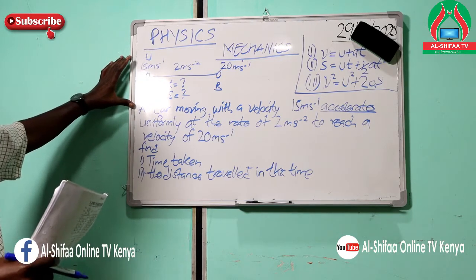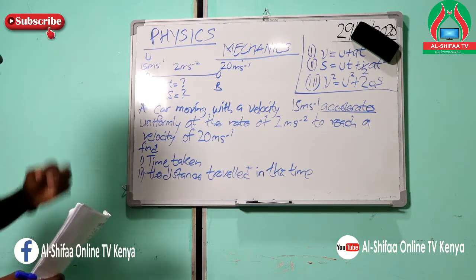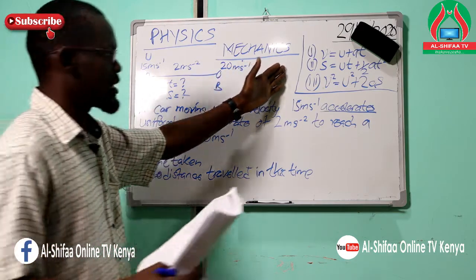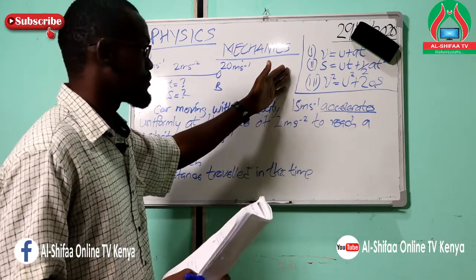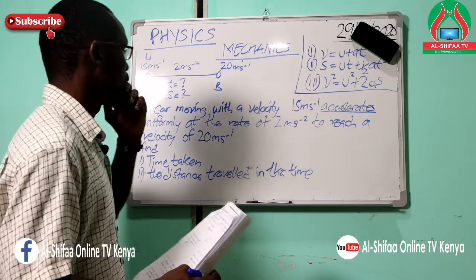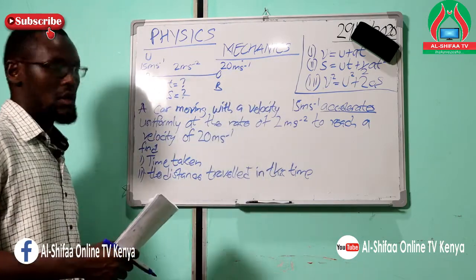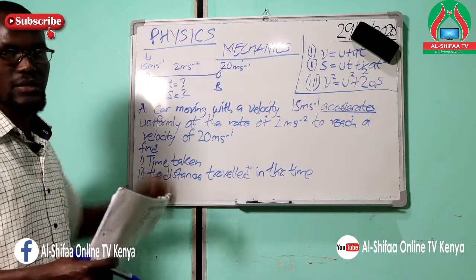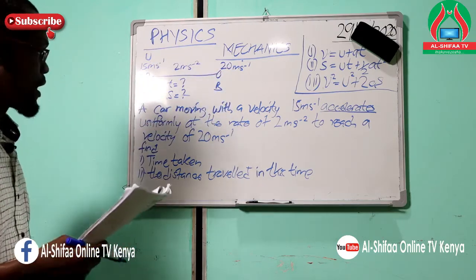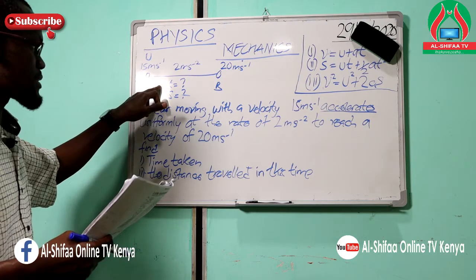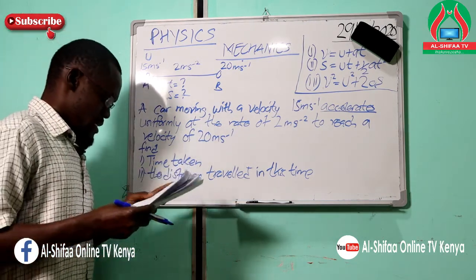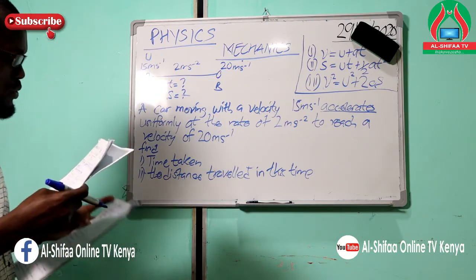We have visualized. Then we go to the concept. Are you able to conceptualize, with the given equations of motion, which one do you think is more applicable? You have initial velocity, acceleration, and final velocity. And the first one you are asked is time. So we can use the first equation.